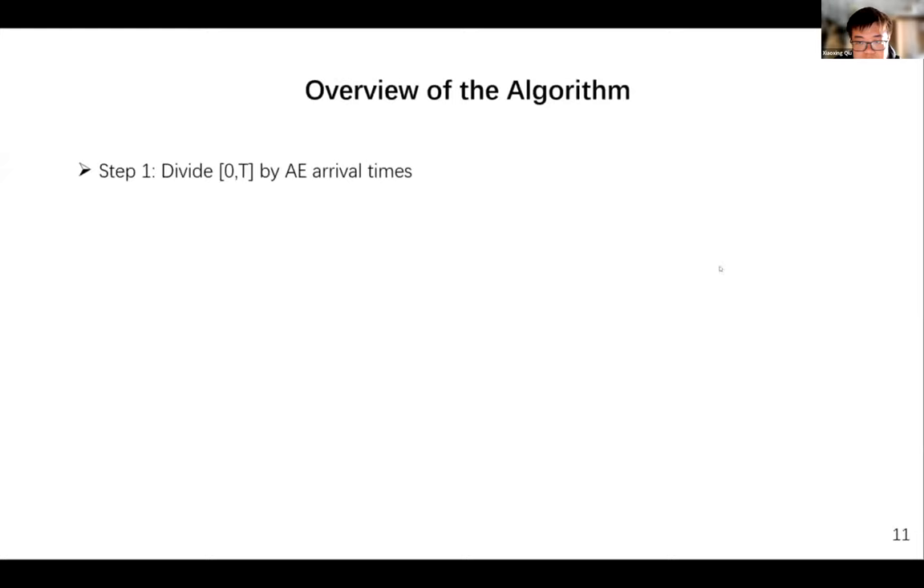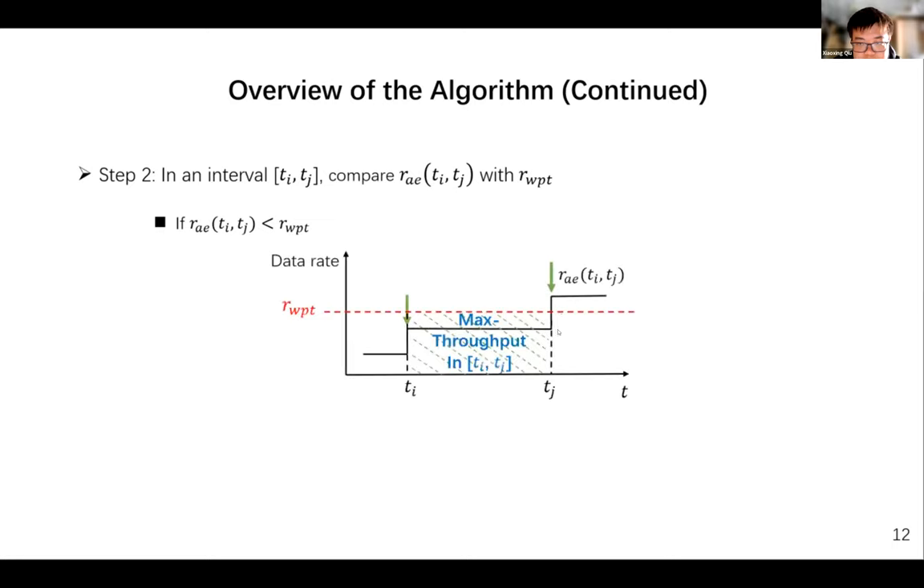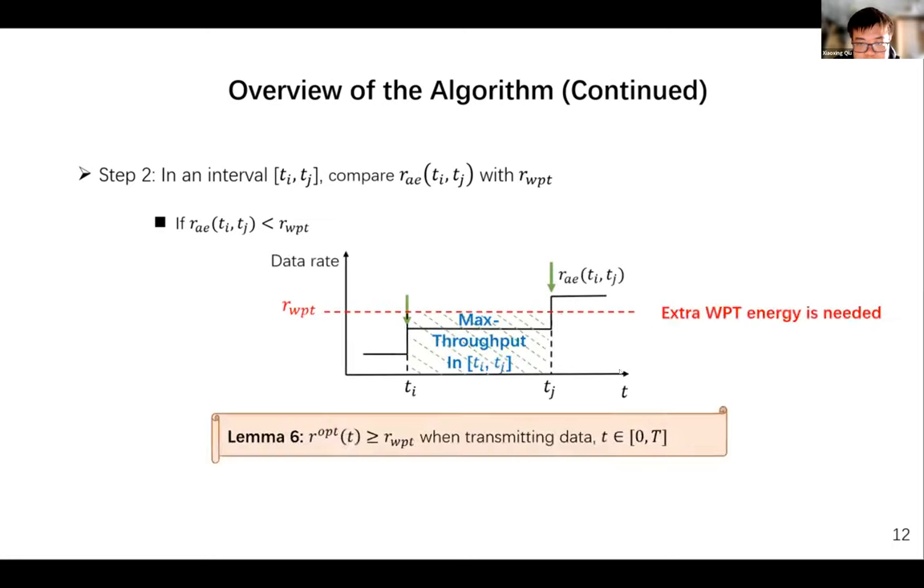Based on the previous two lemmas, the offline algorithm can be divided into four steps. In the first step, we divide the time interval into subintervals by AE arrival times. And in step two, we compare RAE with RWPT in each interval. If RAE is smaller than RWPT, this means that actual WPT energy is needed to achieve the maximum throughput. Thus, we set the data rate as RWPT and calculate the required WPT energy.